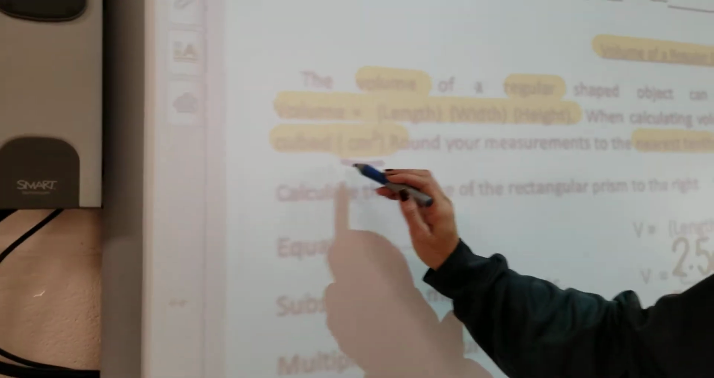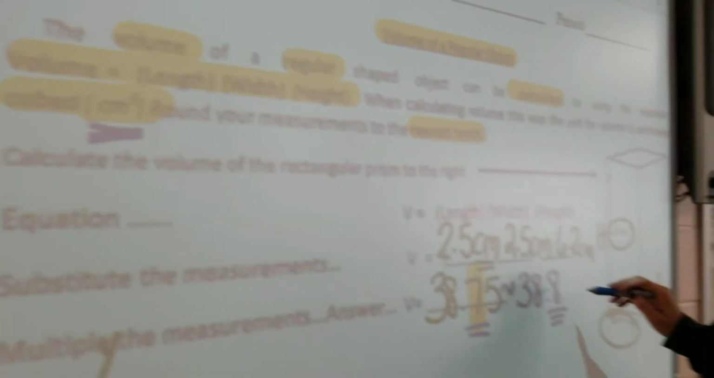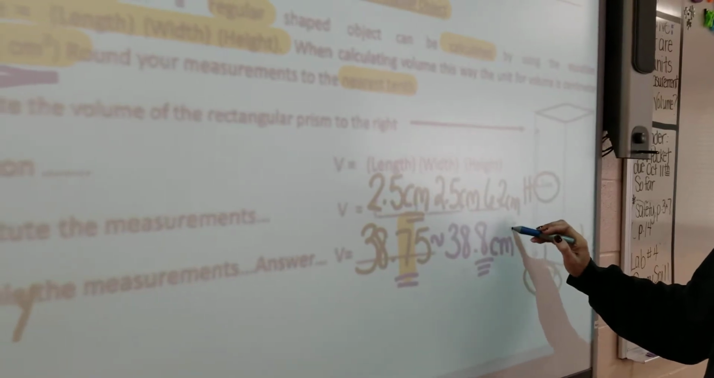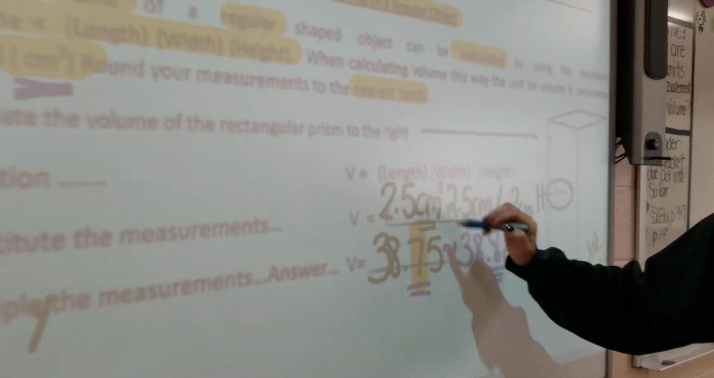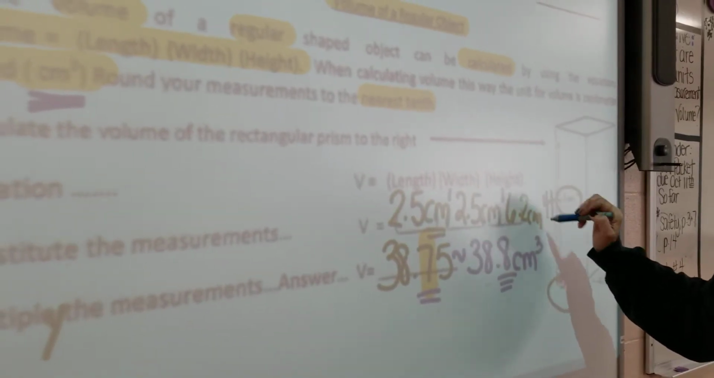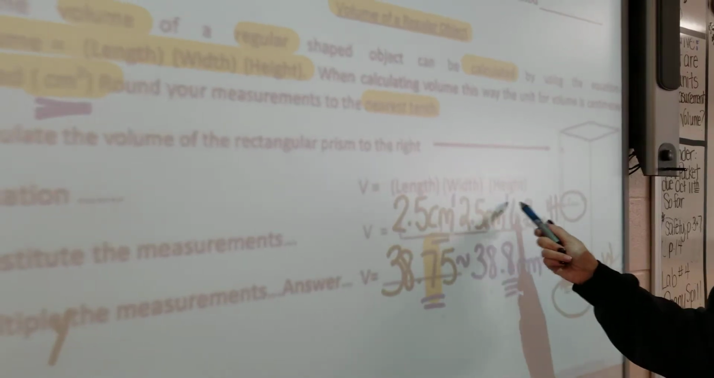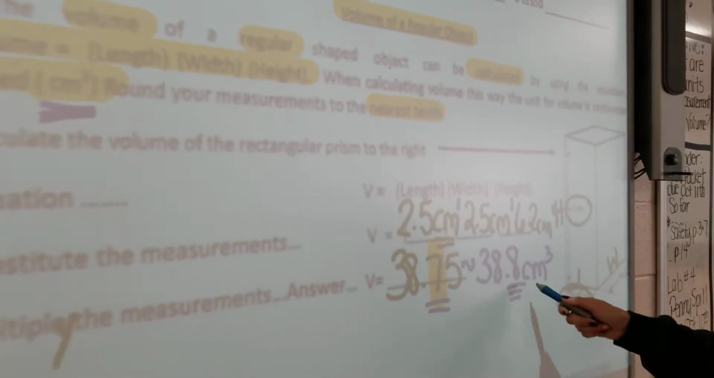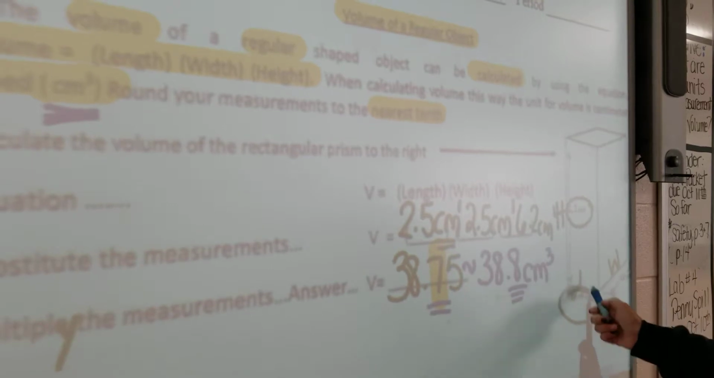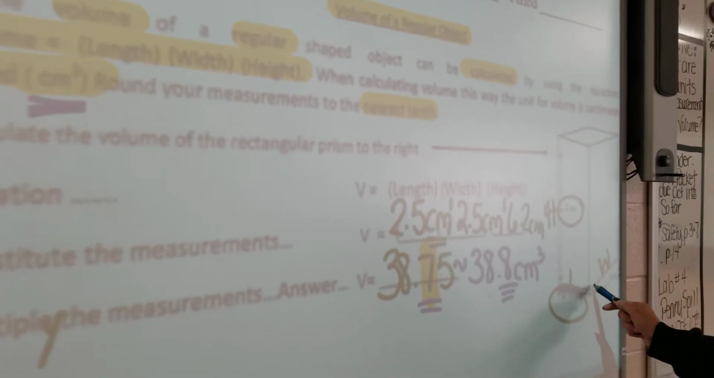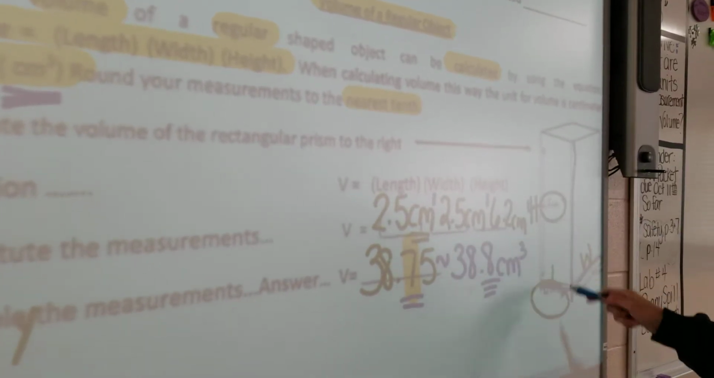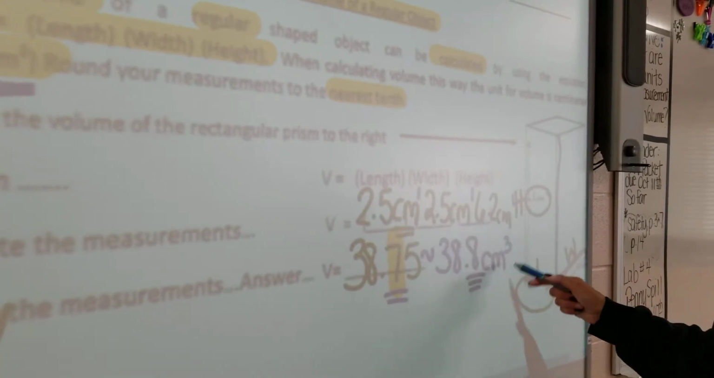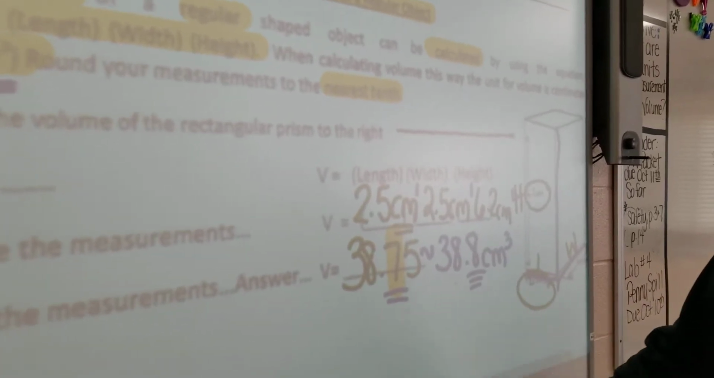Come back up here. Our units are centimeters cubed. Why are the units centimeters cubed? Because you're multiplying 1 centimeter times another centimeter times another centimeter. When you multiply them, you are going to add the exponents, centimeters cubed. It's three-dimensional. Length times width times height is giving you centimeters cubed. This is the example problem.